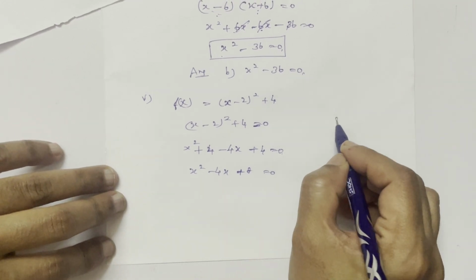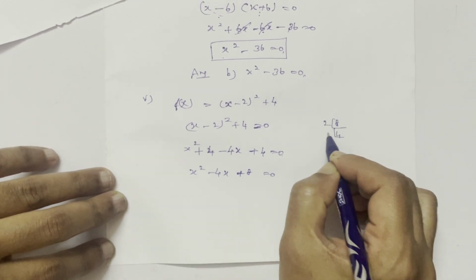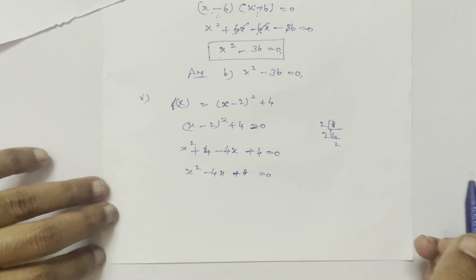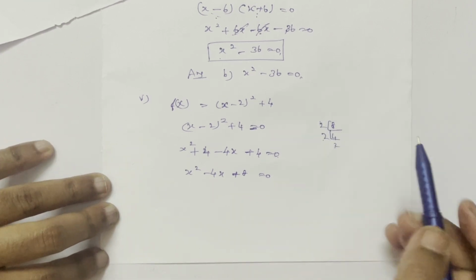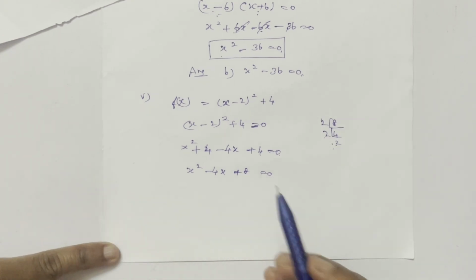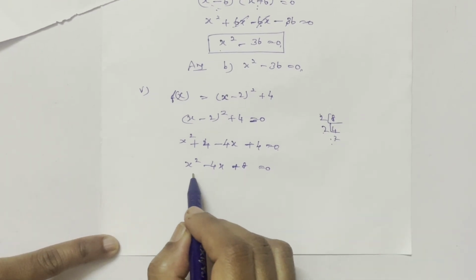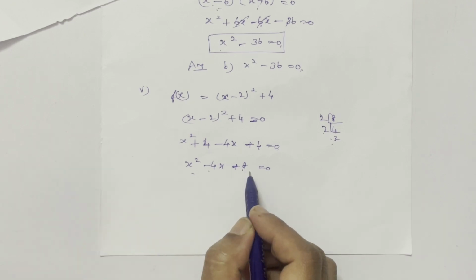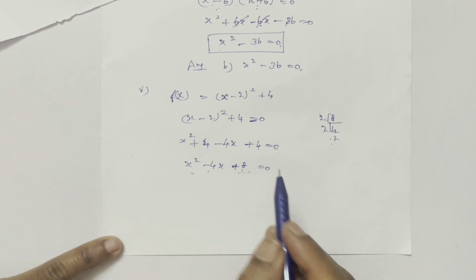Is it possible to split? 8 means 2 and 4. Like this we can split it. 4 and 2 are the ways to split 8. When we subtract 2 from 4, we will be getting 2 only. So we cannot split the middle term. So we cannot find roots from splitting the middle term.